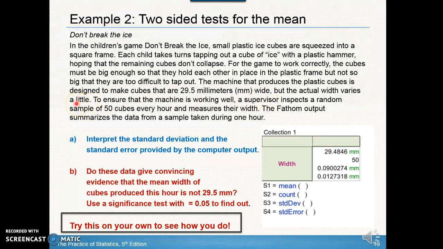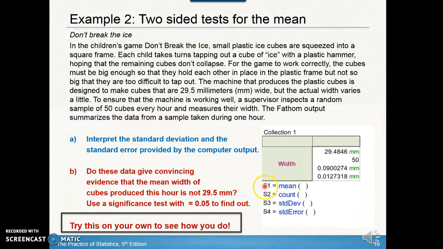So that's like anything. You go to the store and you look at a pair of jeans in the same size, they can fit 3 different ways, okay? Because there are errors during production. So to ensure that the machine is working well, a supervisor inspects a random sample of 50 cubes, so here are your cubes, every hour and measures their width. The Fathom output summarizes the data taken from the sample during 1 hour.